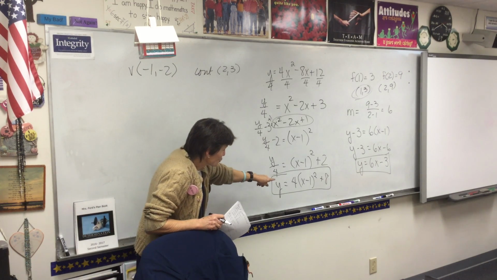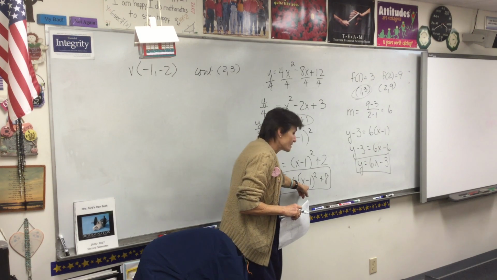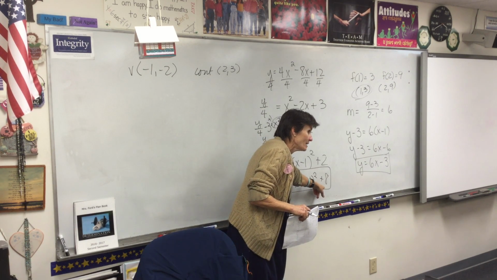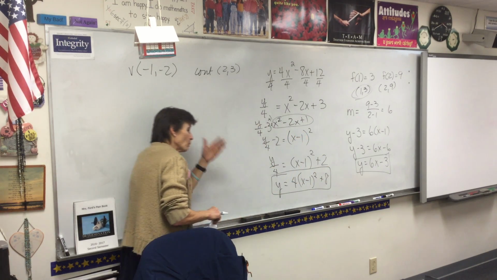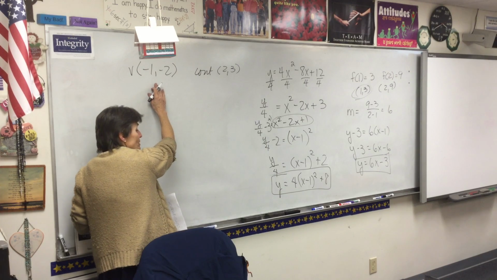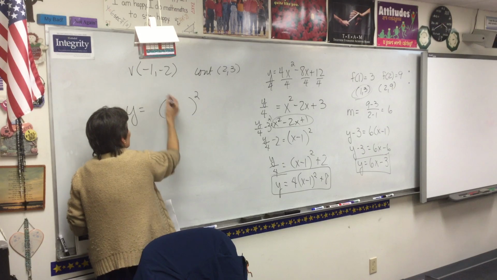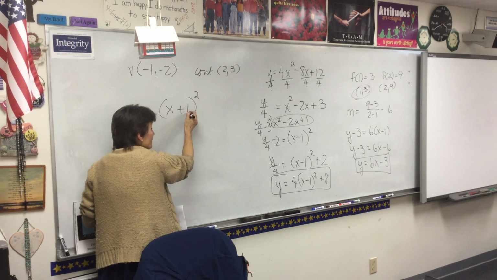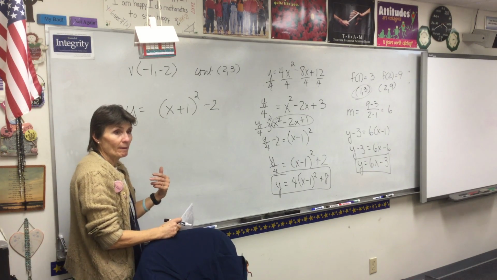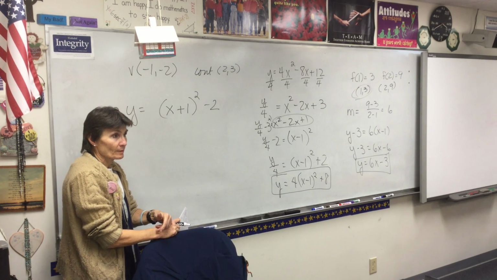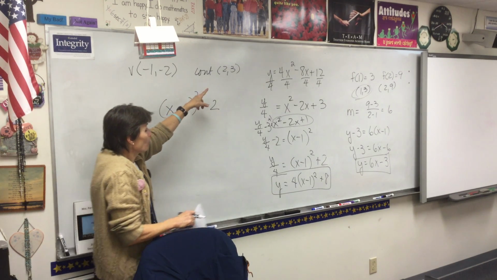And in an equation that looks like that, can't you see that the vertex is 1, 8? Right 1, up 8? Yeah. So work it backwards. If this is the vertex, what does that equation have to look like? It's n times x plus 1 squared, minus 2. That's the vertex.